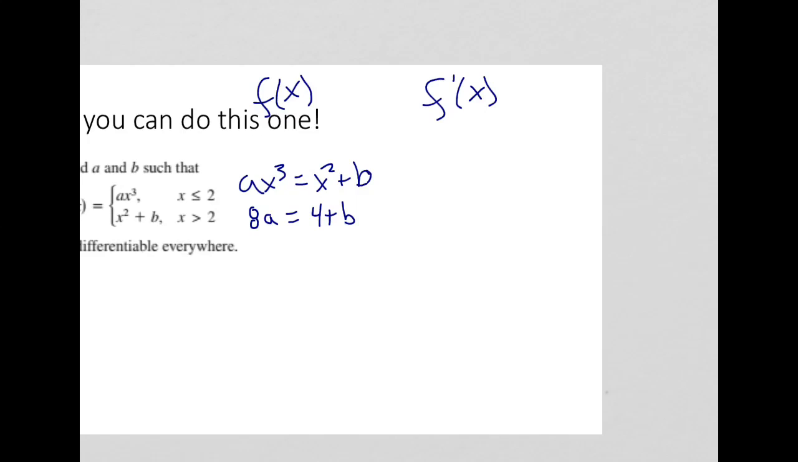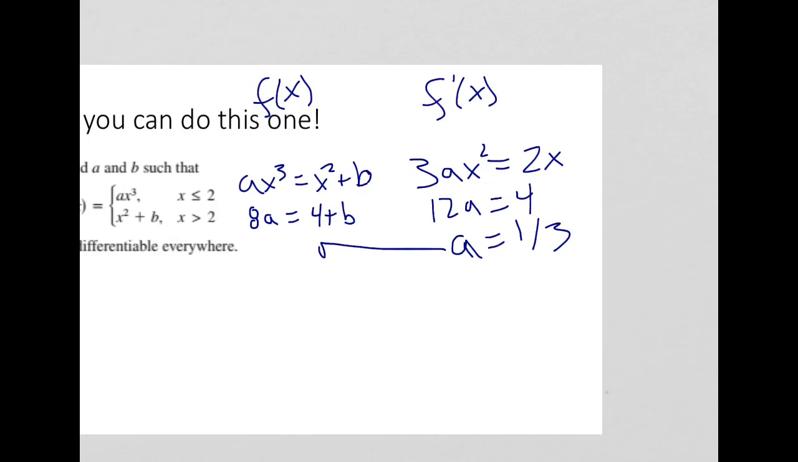So the derivative of ax cubed is 3ax squared, and we want that to equal 2x, and that is all, because the derivative of b, your constant term, is 0. So again, the x value is still 2, so 2 squared is 4 times 3 is 12a equals 2 times 2 is 4. So I can divide both sides by 12 and get a equals 4 over 12, or another way to write that is 1/3.